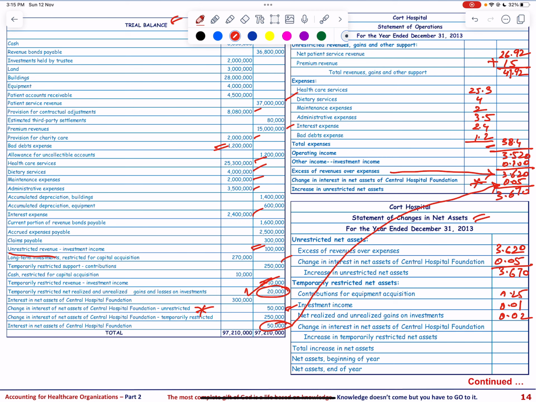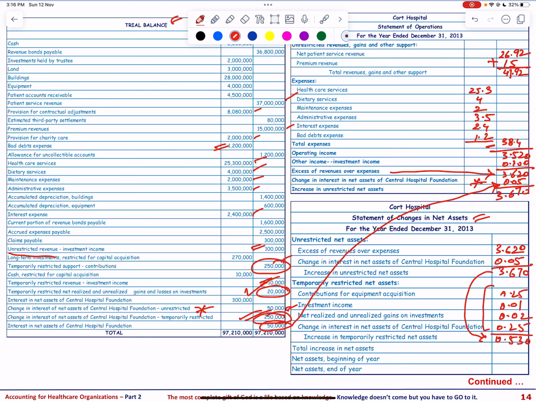And then we have the changes in interest in net assets of 250,000, that is 0.25. So contribution of equipment acquisition is 250,000, and changes in interest in net assets of Central Foundation is also 250,000. So this will give us the increase. So we will add up these together. So the increase is equal to how much? 530,000. So the total increase will be the increase in the unrestricted plus the increase in the temporarily restricted.